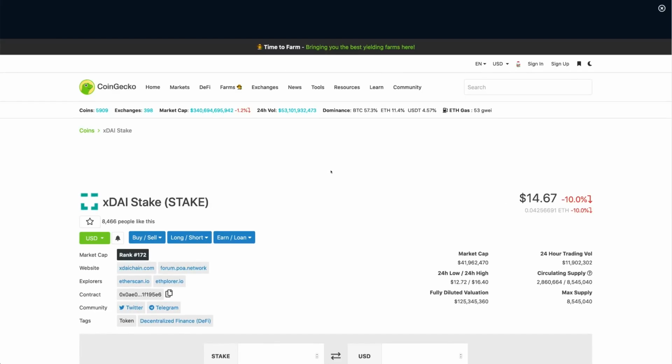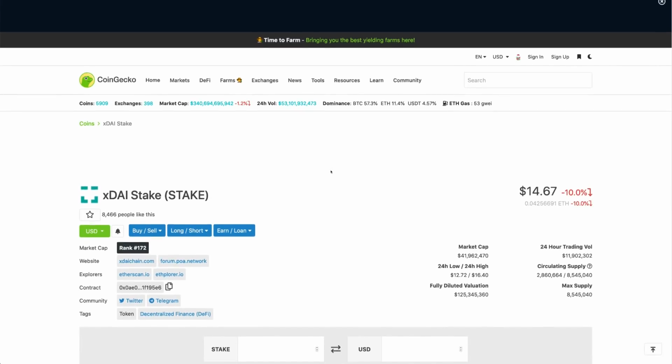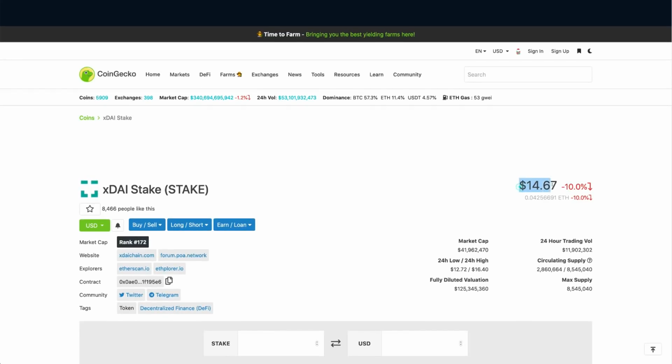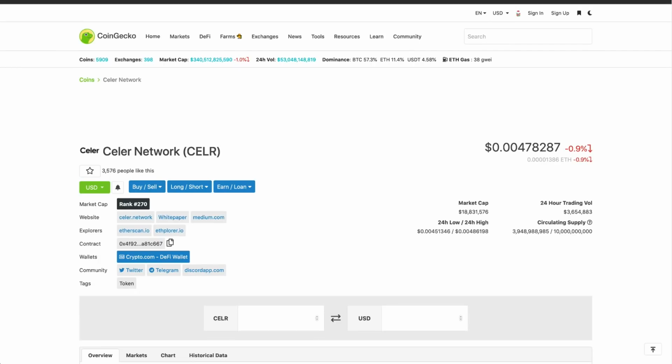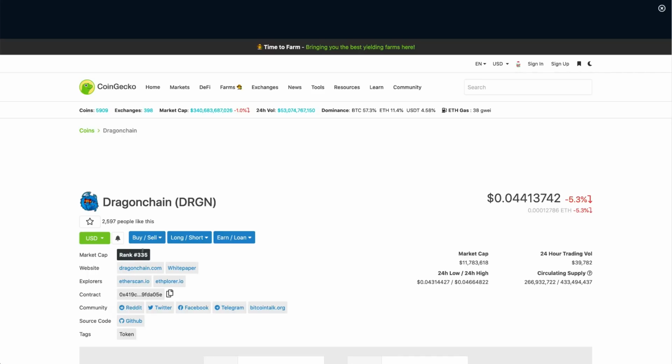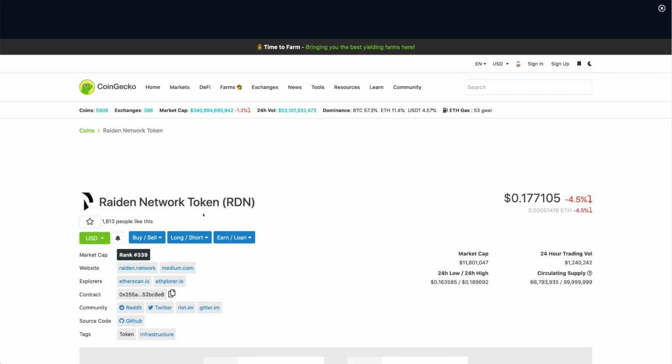xDAI stake. If you guys were following our channel a few months ago, you would have made a killing on this. We were talking about it when it was under $3 in 172nd place. Celer Network, 270th place. Dragonchain, 335th place. So there's a lot more. Raiden, of course, also in 339th place. Basically, what I'm saying is that there's a whole range of solutions, and I personally would be interested in investing in a basket of them.